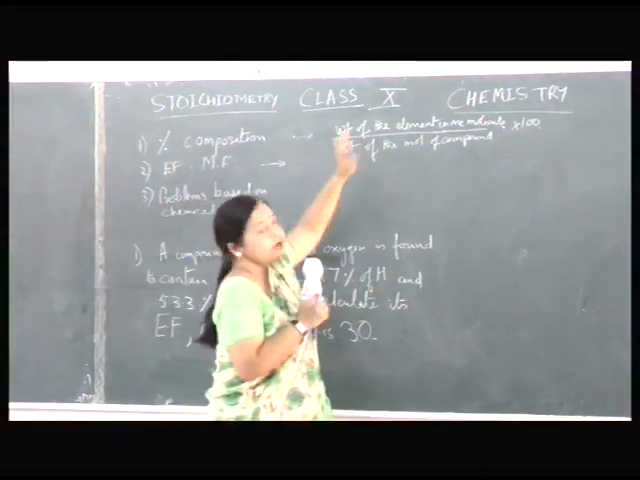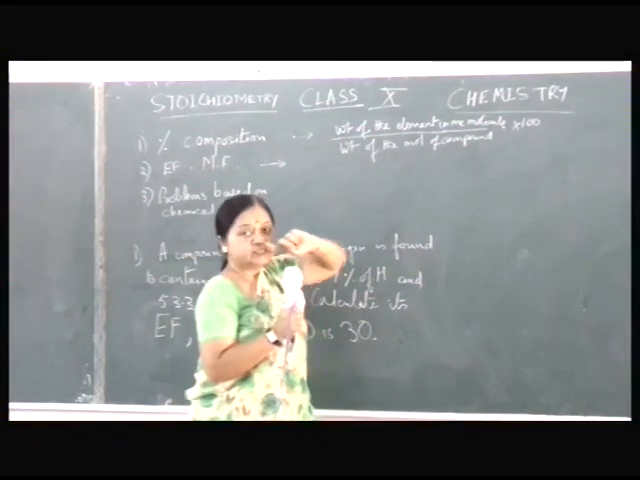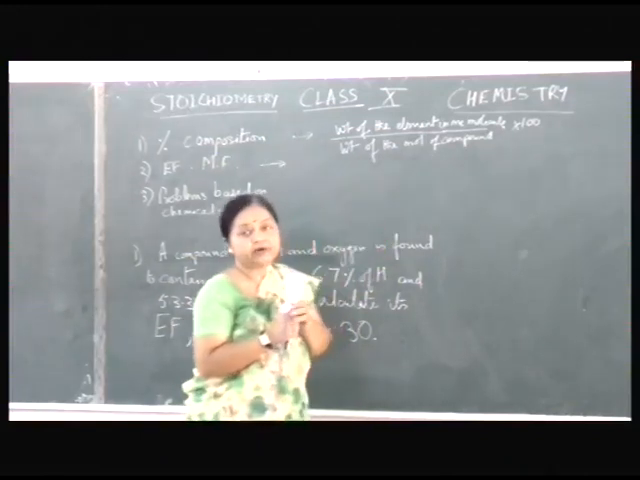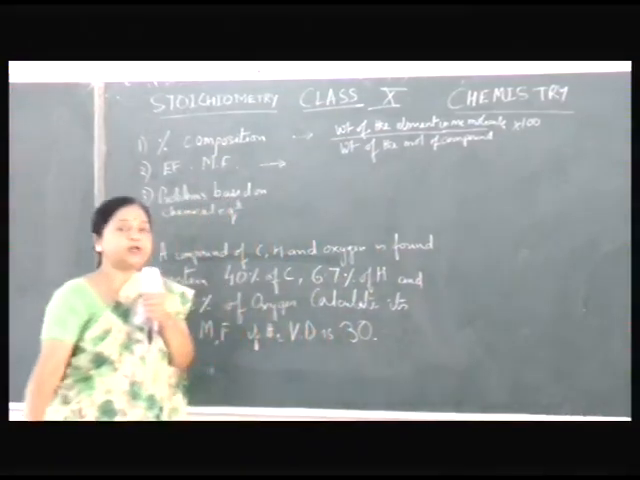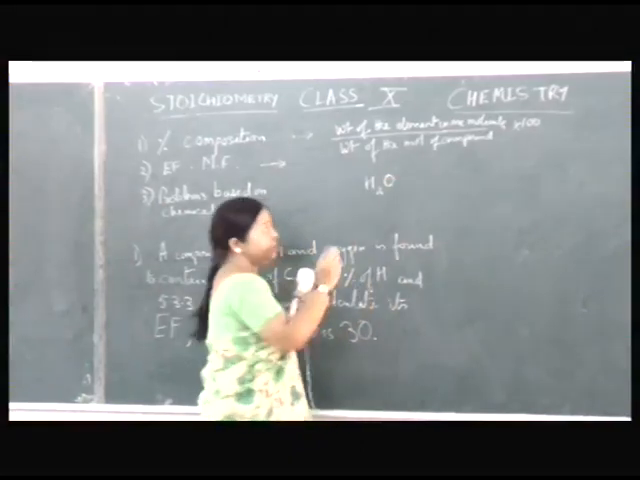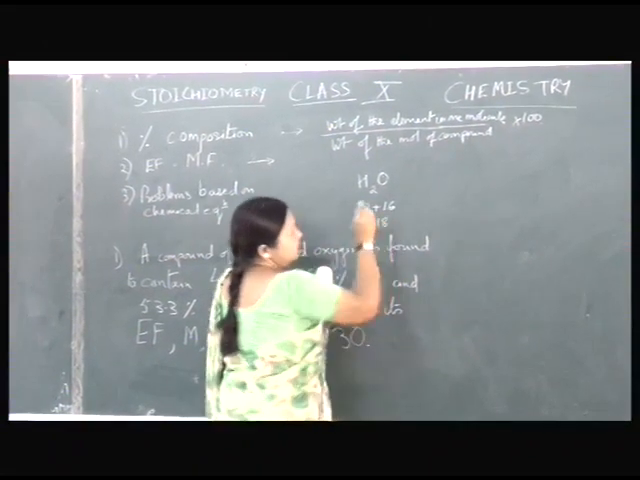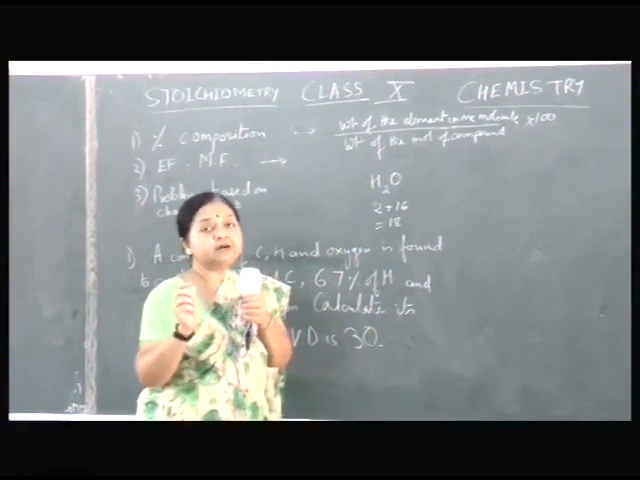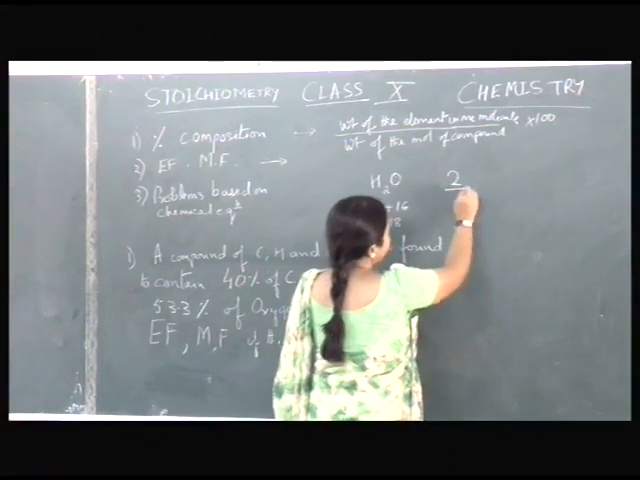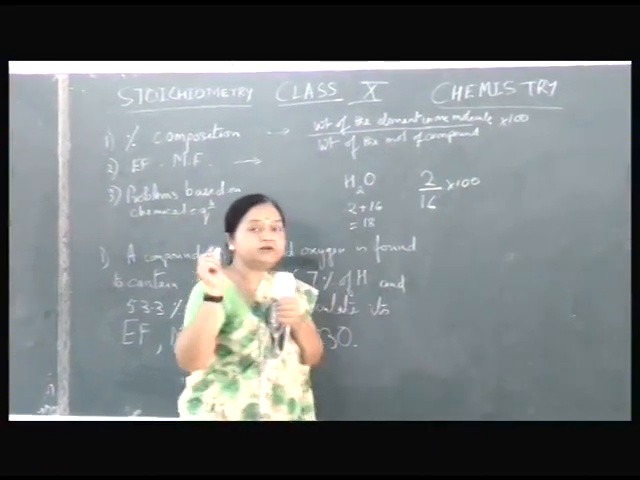calculated? Here, if you have to calculate the percentage of any element in a compound, then the weight of the element present in one molecule upon weight of the molecule of the compound, that into 100. Suppose you have to find the percentage of hydrogen in water. Water molecule is H2O. What is the total weight of H2O? 2 plus 16, that is 18. Now if you have to find the percentage of hydrogen, then what is the weight of hydrogen? 2. So 2 upon total weight 18 into 100. This is percentage of hydrogen.